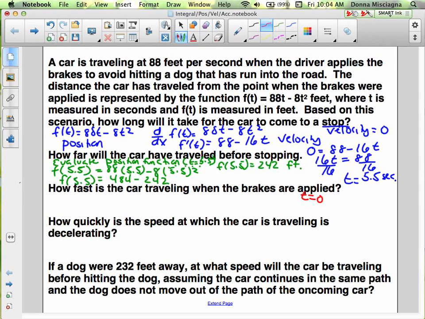How fast is the car traveling when the brakes are applied, t equals 0. Fast is the velocity. So we want to evaluate the velocity function at t equals 0. We have our velocity function up in the first problem there in blue. So we'll just substitute: f prime of 0 equals 88 minus 16 times 0, and that's going to be 88 feet per second.